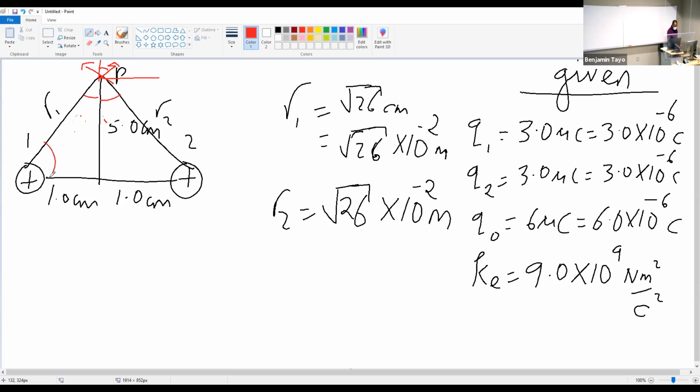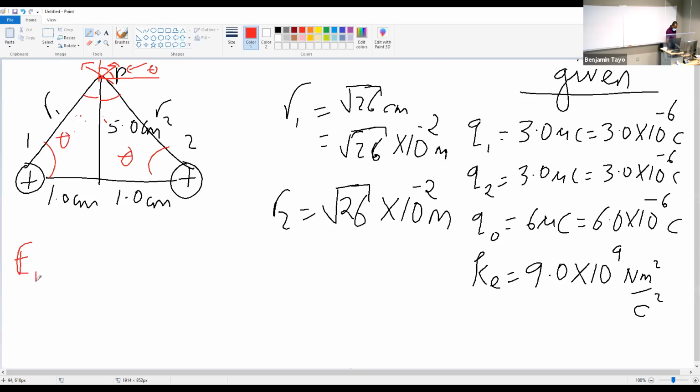Instead, I want to call this... I mean, you can solve it the way you want, but let's call this theta instead, so that this angle here is going to be equal to theta. So it means that I can write.